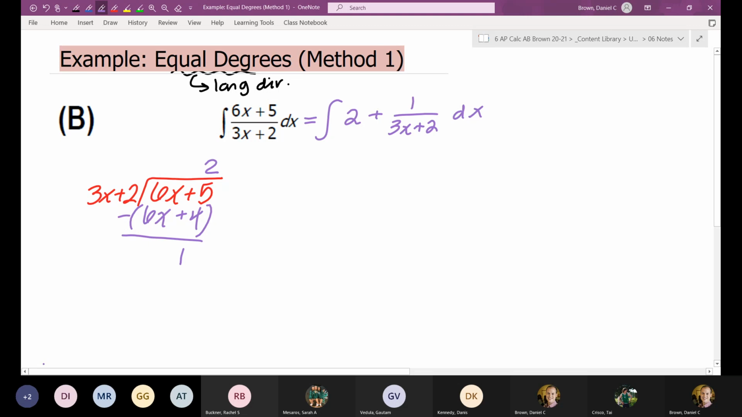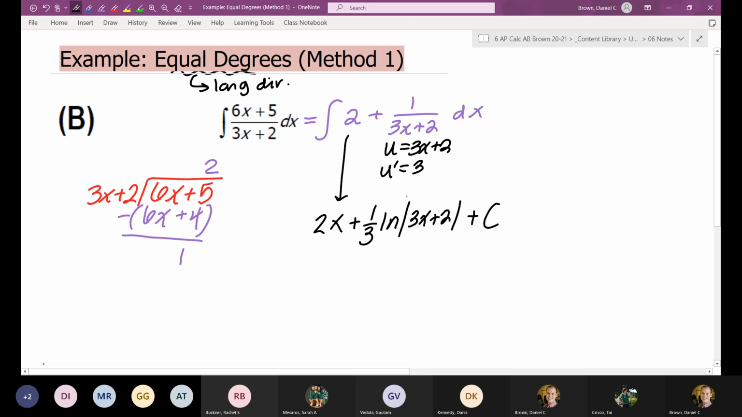And then you just want to find the antiderivative of each part. The antiderivative of 2 is just 2x. Then 1 over 3x plus 2. Here's where the natural logarithm shows up. That's all raised to the first power. u would be that 3x plus 2, and u prime would just be 3. So now I have a coefficient of 1/3 in front. The natural log of the absolute value of u, plus c. That is how I honestly would work out that problem.